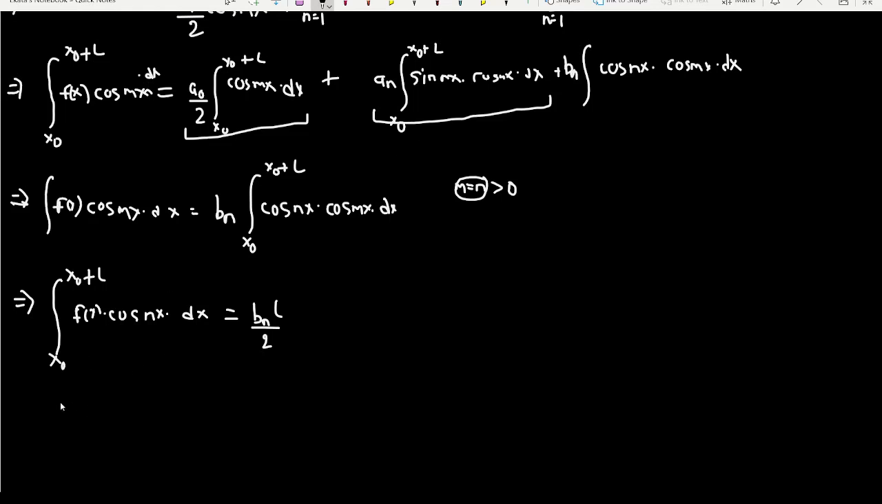Okay, so now you can see that we are in a phase to calculate the coefficients. So what we can write here is that the Bn constant can be written as L divided by 2 integral from x naught to x naught plus L of f of x into cos nx dx.